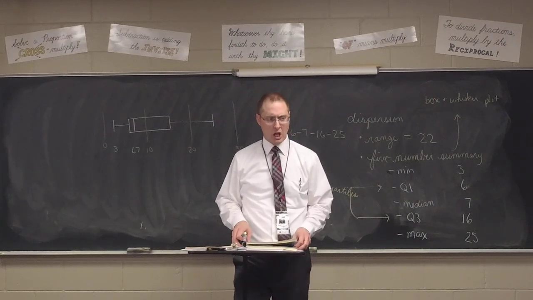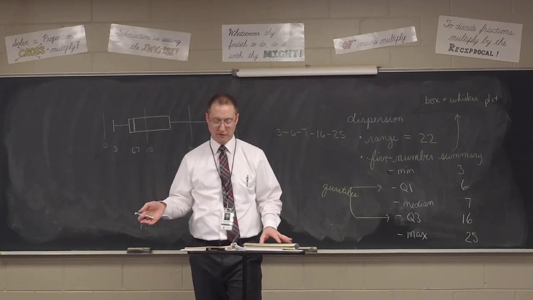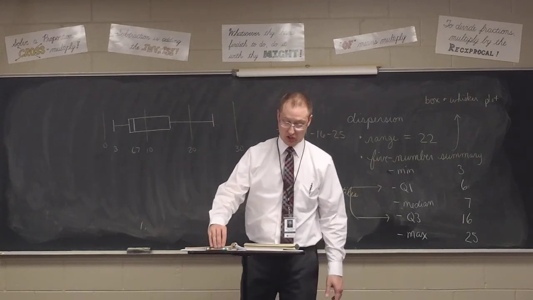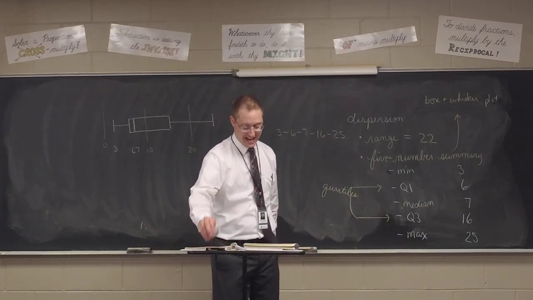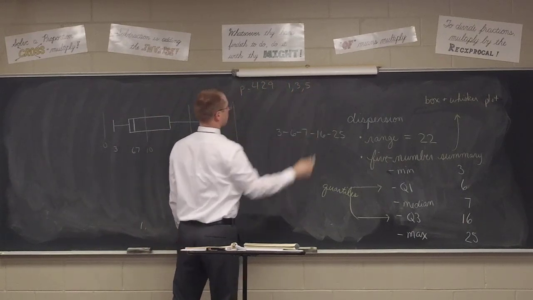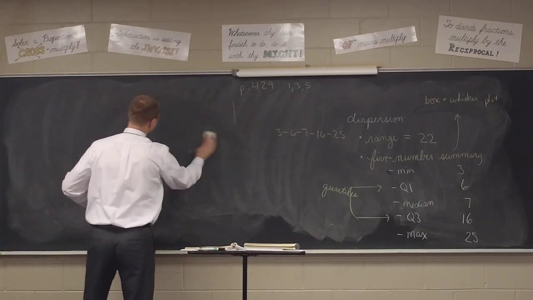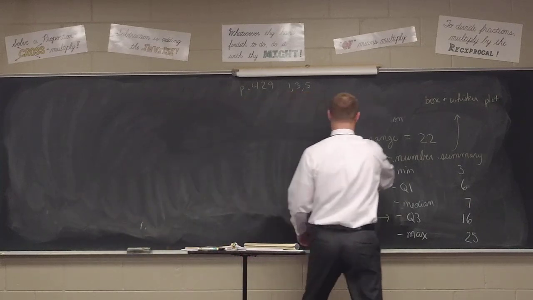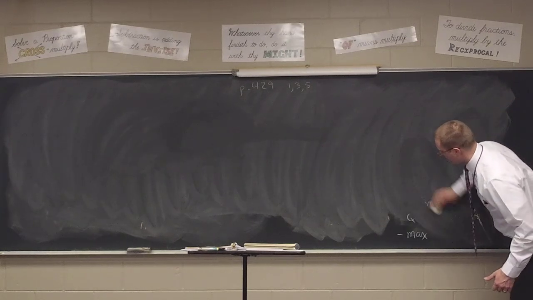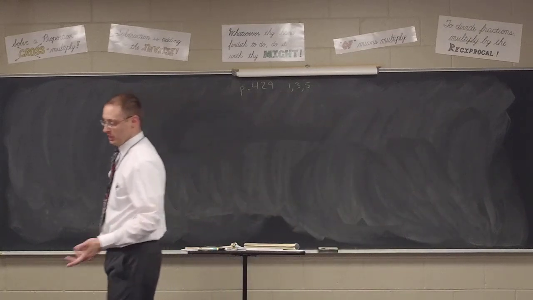Make sense? What we're going to do today is not even figure out how to find five number summaries. We'll save that for another day. For now, I just want you to practice looking at graphs on page 429 and identifying what the five number summary is. I want you to do numbers 1, 3, and 5 on page 429. Now, this is to give an idea of how spread out the data is. What is the dispersion of the data set?